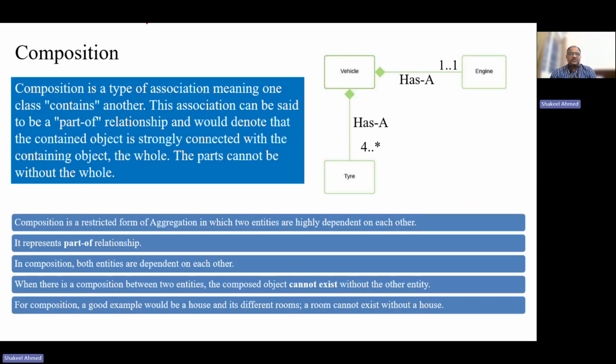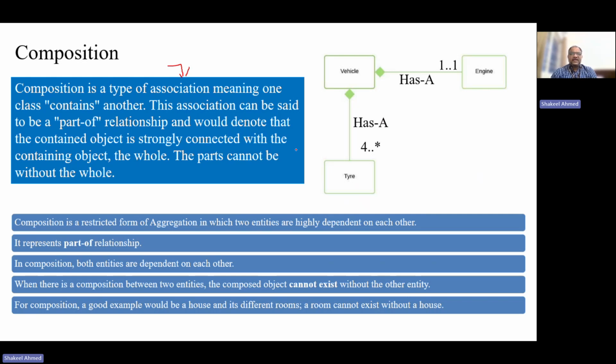And the last thing here is composition. Now what is composition? Composition is a type of association. It's the same as an association, meaning one class contains another. It is directly contained, composed of, made of. This association can be called a "part of" relationship, and denotes that the contained object is strongly connected with the containing object as a whole. The parts cannot be without the whole, so it has to be composed of.